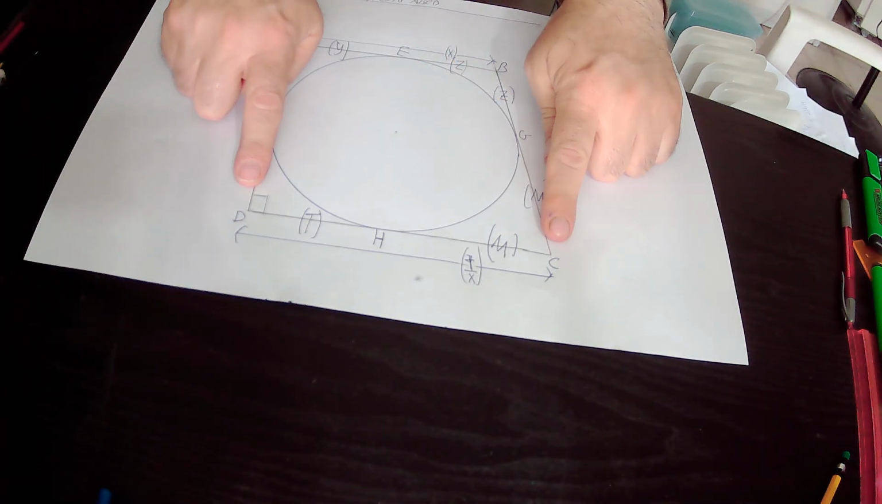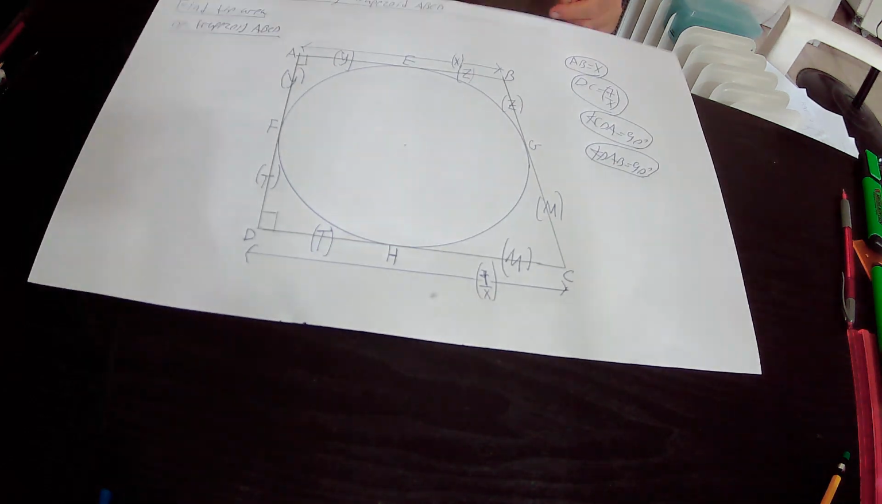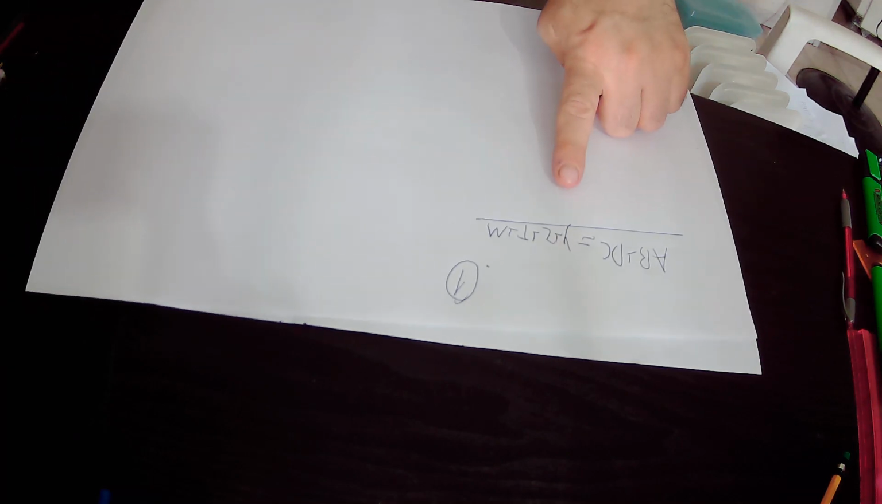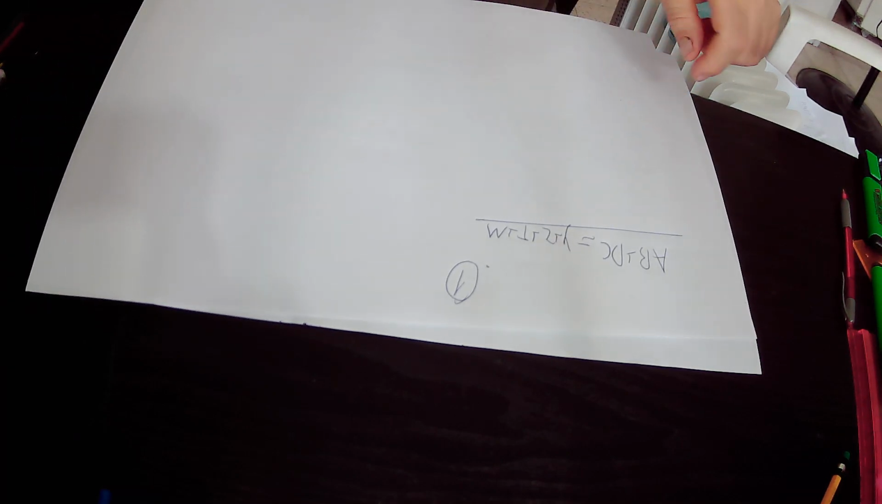Plus DC. From the diagram it is very easy to see that DC in total equals t plus m. In conclusion, we found out that AB plus DC equals y plus z plus t plus m.